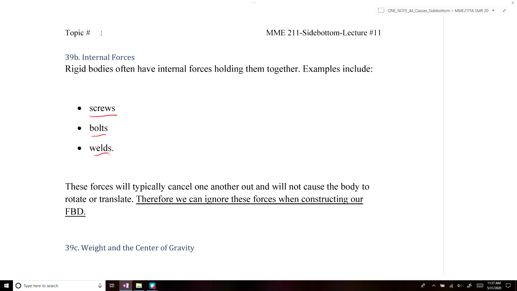Typically these forces are going to cancel one another out, so they'll have an equal and opposite force. So they're not going to cause the body at all to rotate or translate. So we're going to ignore these types of forces when we're constructing our free body diagrams in this course.